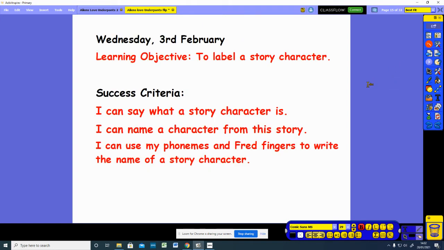So, Friday the 3rd of February, our learning objective today is to label a story character. Our success criteria, that is what we're going to be doing in the lesson, is: I can say what a story character is. I can name a character from this story. I can use my phonemes and Fred fingers to write the name of a story character.